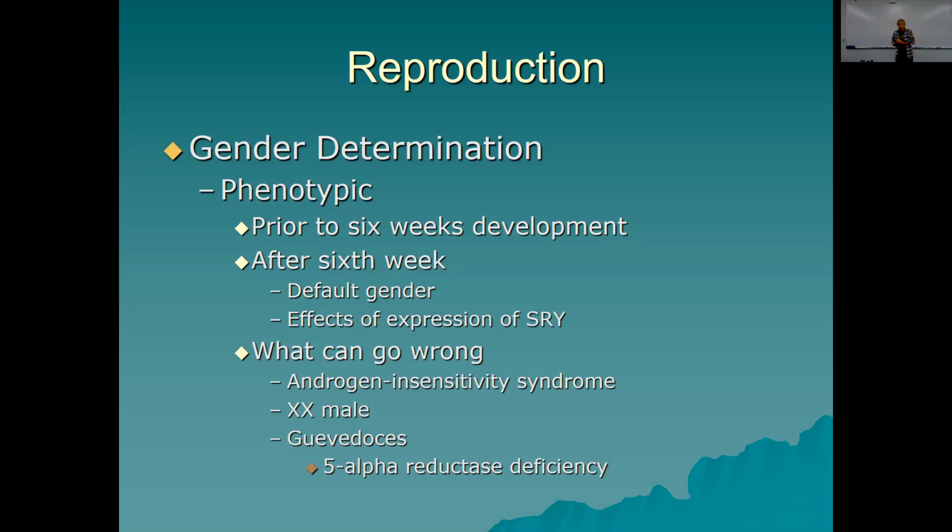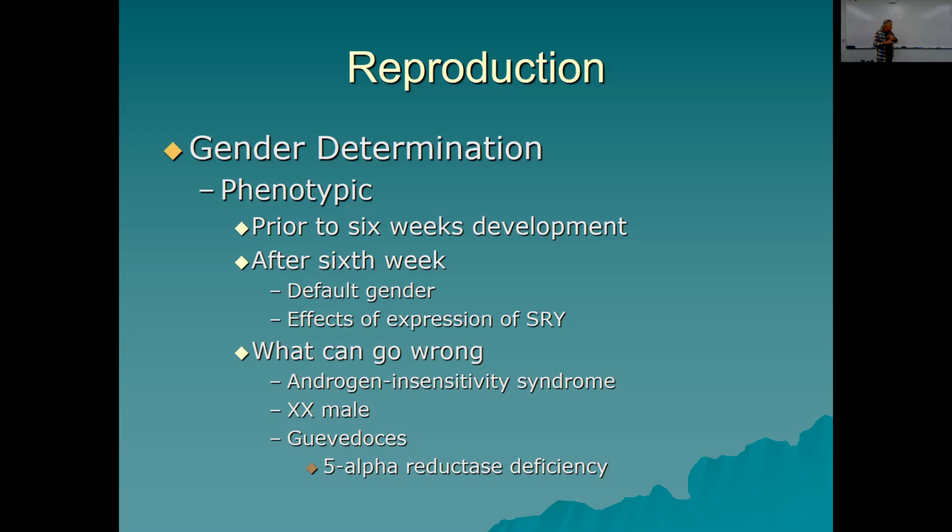And these people go through life as females. They get married, and they go through life as female because they really are female. For all intents and purposes, they're female. Okay. Sometimes they're called XY females. Okay.